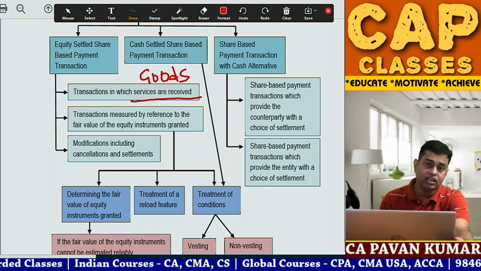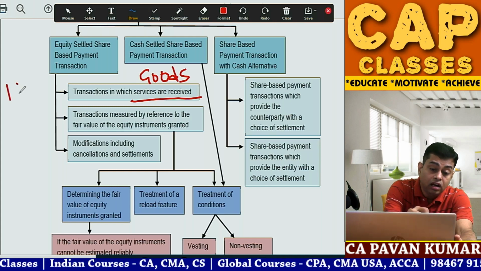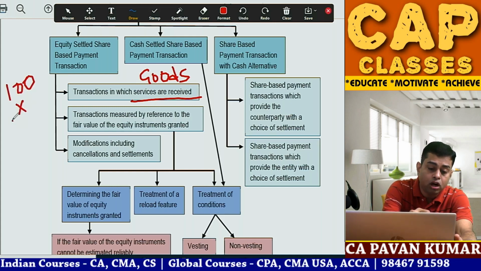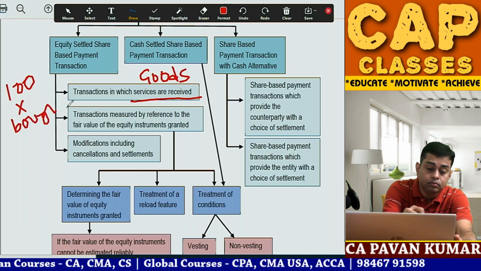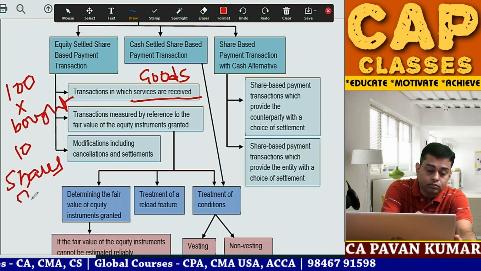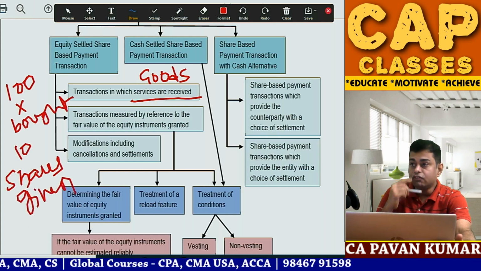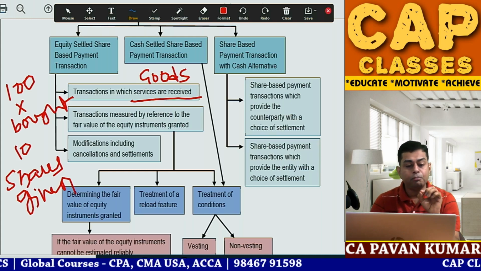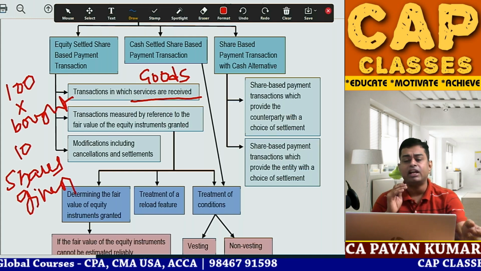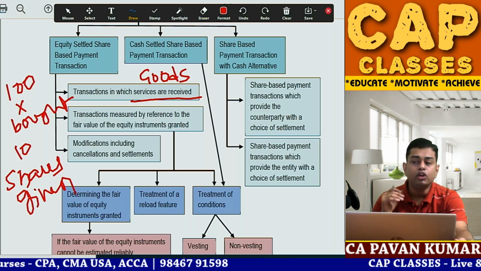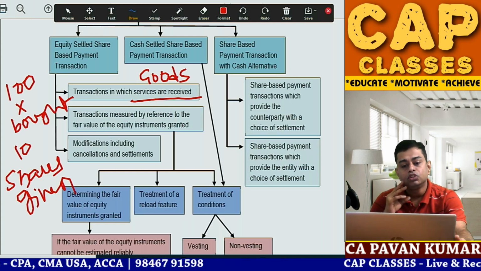Now, Pavan sir, 100 units of product X bought, 10 shares given. Is it covered in 1 or 2? Yes. 100 units of product X bought from one supplier, and you said, I'll give you 10 shares. He agreed. Will it fall under 1 or 2?